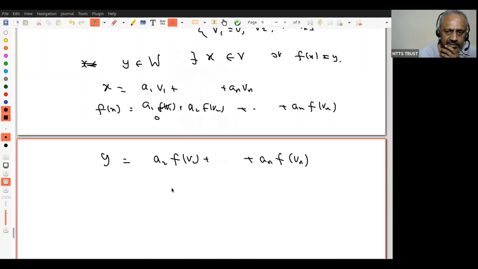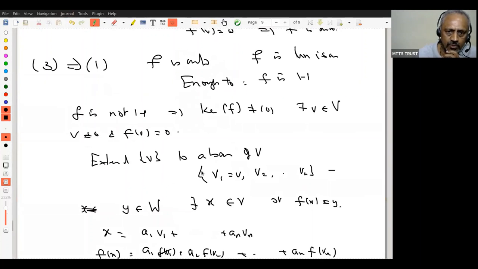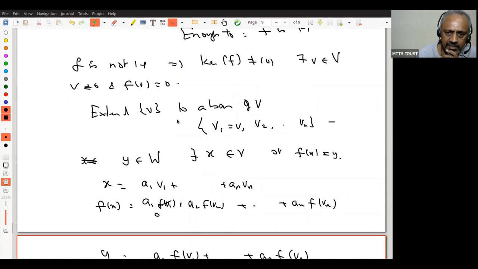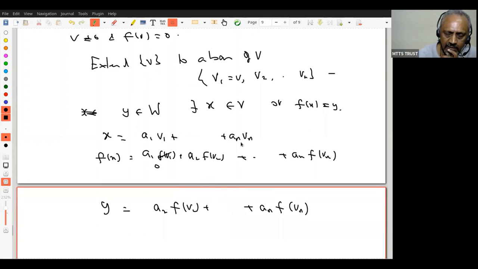So let us see what I have shown. If I want to show f is 1-1, suppose it's not 1-1, then the kernel is non-zero. There is a non-zero vector so that f of v is 0. That's by definition. Now extend this to a basis with v1 as v itself. Now give me any vector y in W. Since f is onto, there is an x in V such that f of x equals y.